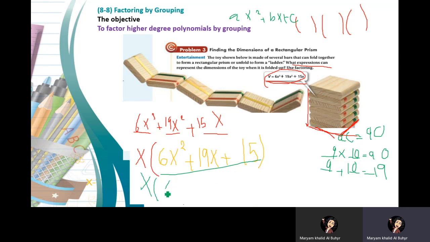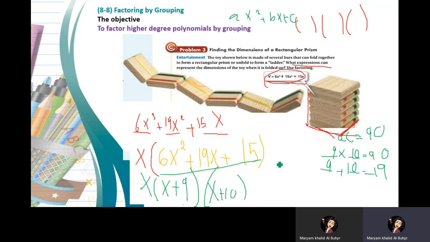Wonderful. So that is (x + 9)(x + 10). I'm done. So these are the factorization for my prism. These are the dimensions for my prism. You can write each one of them alone if you want.